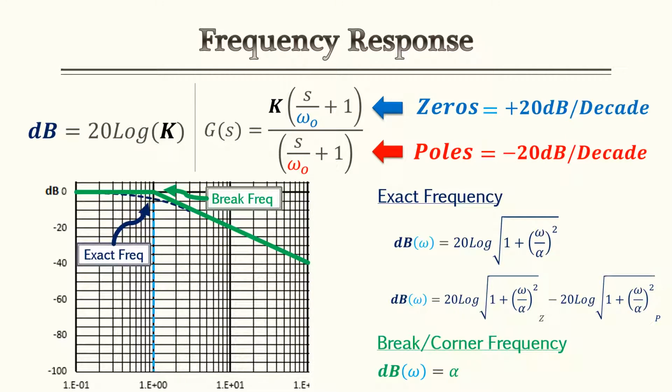That is how you understand your zeros and poles. For example, every numerator is considered a zero, which is plus 20 decibels per decade slope you add. And every pole, which is your denominator, is a negative 20 decibel per decade slope.